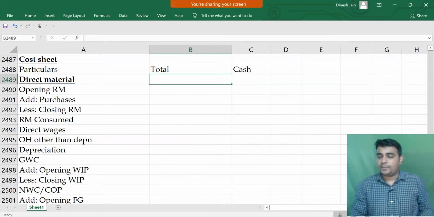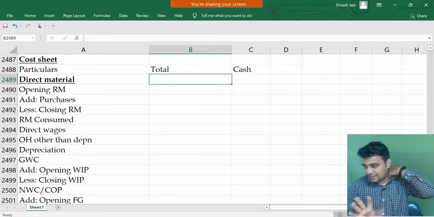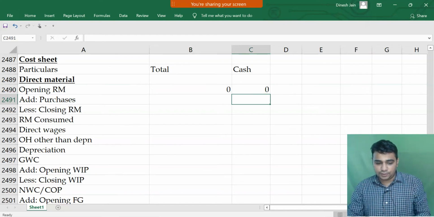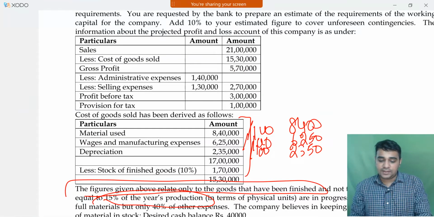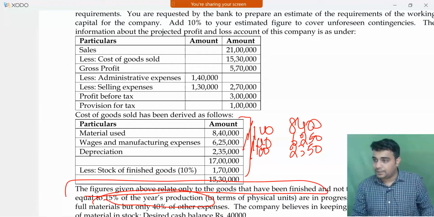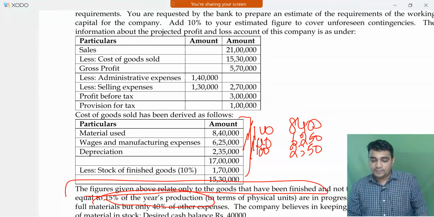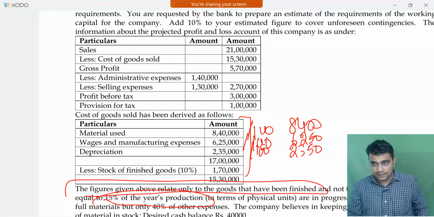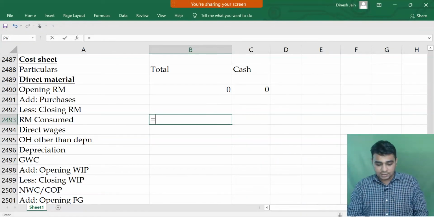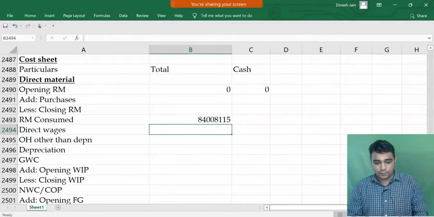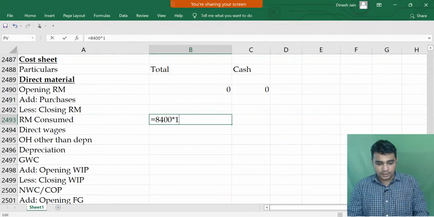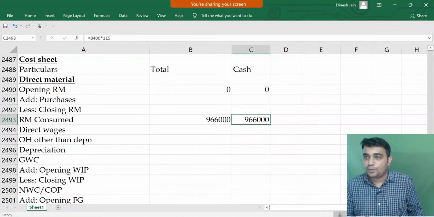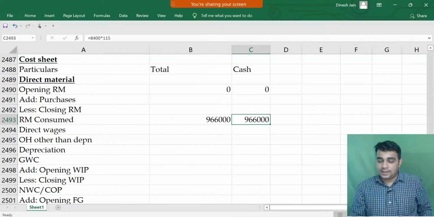Direct material: opening raw material add purchase, more or less this format. Some additions here and there can be there, some extra items can be there. My opening raw material is 0 and 0. Raw material consumed given in the question is 8,40,000, but that's not the right number. That is only for 100 units, whereas we are producing 100 plus another 15 which needs 100% material. So 8,400 into 115 is the raw material consumed.